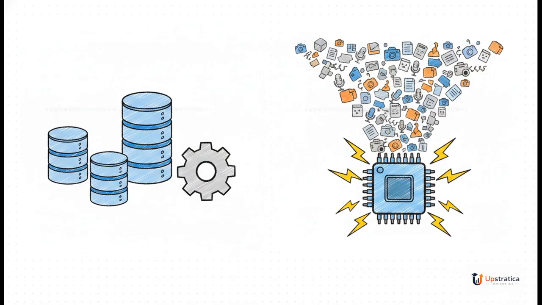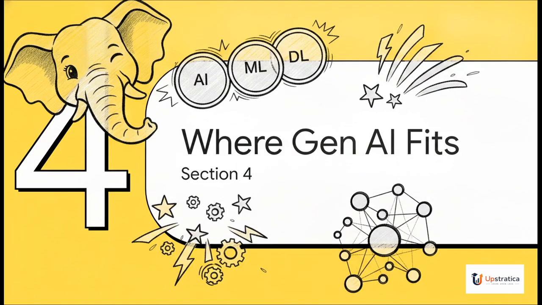Deep learning, on the other hand, absolutely relies on colossal amounts of raw, unstructured data. We're talking millions of high-resolution images, massive video files, or terabytes of recorded human speech. To process all of that heavy, unstructured data through all those deep hidden layers we just talked about, it requires exceptionally high computing power, specifically from very expensive, powerful GPU chips. Which naturally brings us to the elephant in the room, Section 4, where generative AI fits.